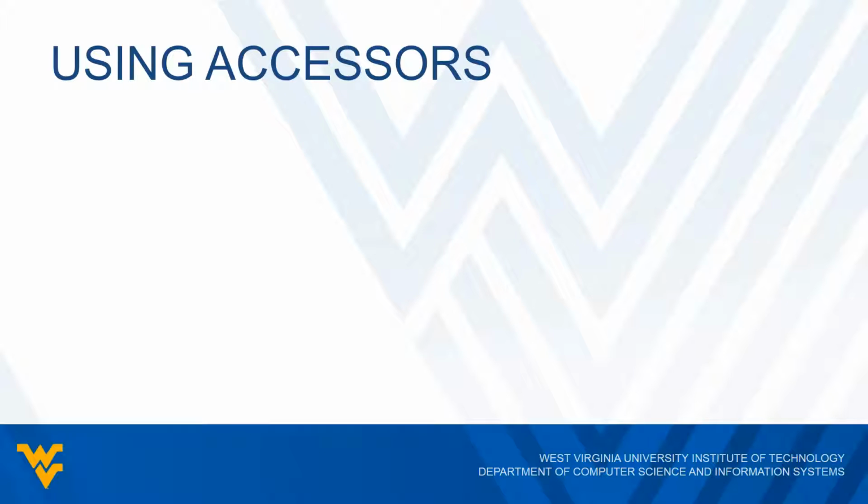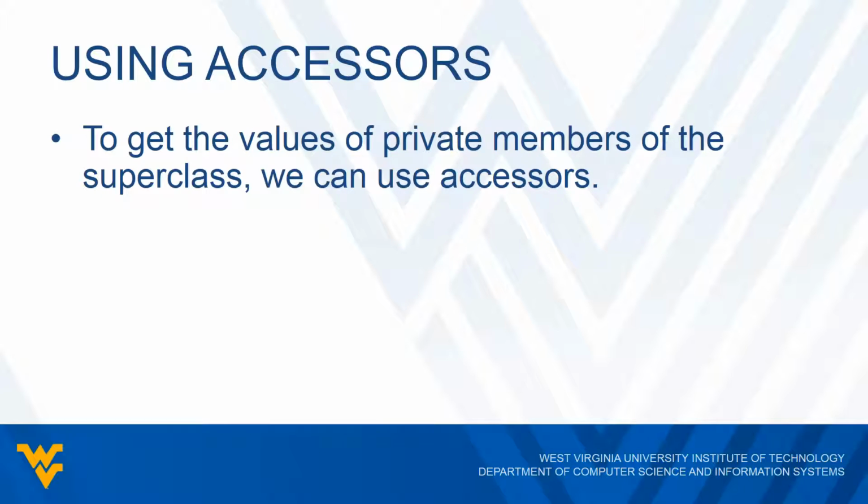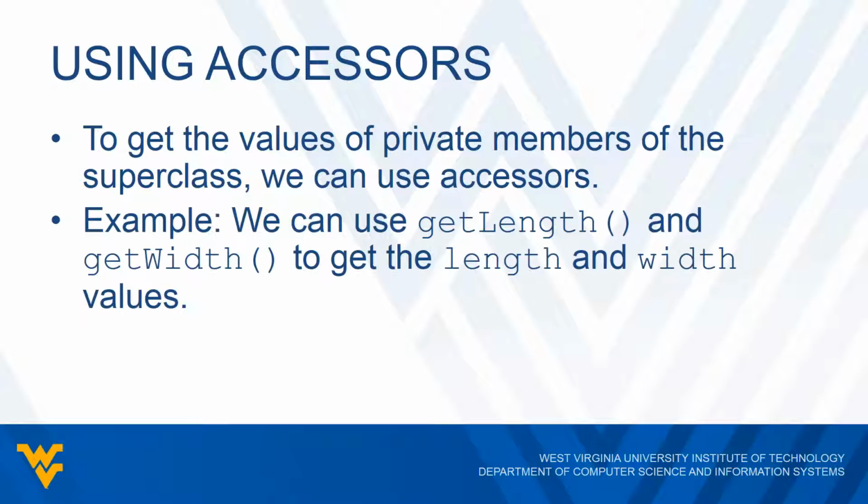Another issue we have to be concerned with is what if we want to get the values of the private members? We can't directly access them, but what we can do is take advantage of the accessors. If you remember, an accessor is just simply a method that returns the value of some data member. Our superclass should have accessors in order to get, for example, the length and the width if we're using our rectangle example. So in this case, there should be some form of getLength method and some form of getWidth method in order to get the length and width values.